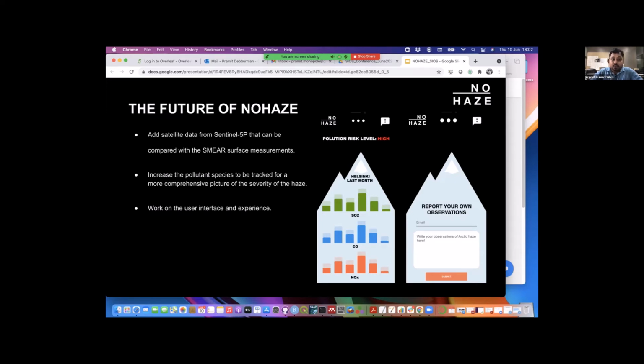And secondly, we also want to increase the pollutant species tracked for a more comprehensive picture of the severity of the haze. We are considering including PM1, PM2.5, and PM10, which are very notorious for pulmonary diseases and should be avoided. And then we also want to work on making the app interface more fluid and more helpful. So that is our plan.